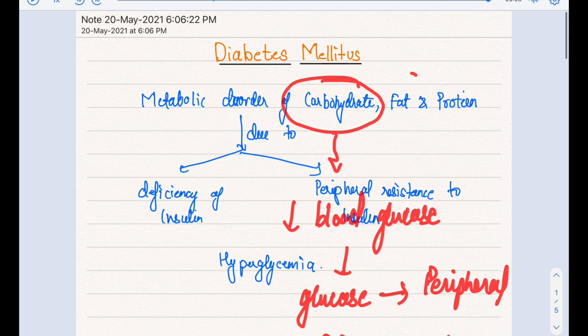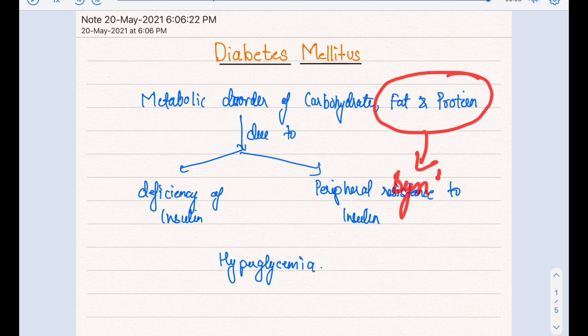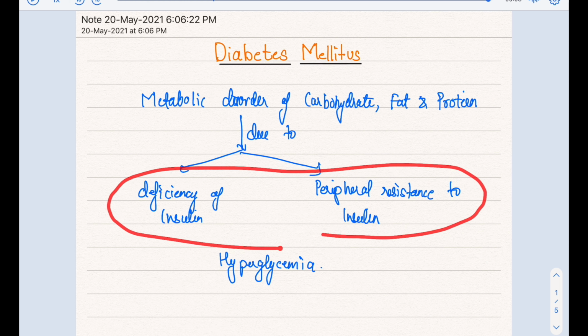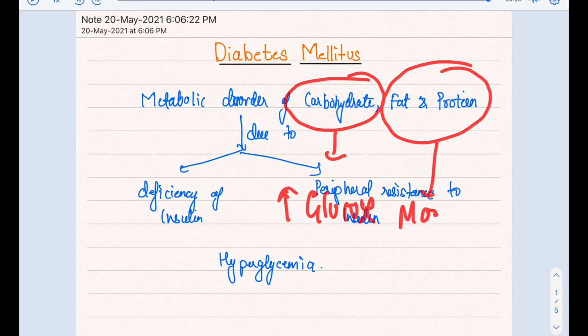And when we talk about fat metabolism and protein metabolism, remember that insulin is an anabolic hormone. So normally, it will increase the synthesis of triglycerides and proteins, right? So that would be the normal function of insulin. But if there is a deficiency of insulin in diabetes, there will be an increase in the glucose level in the blood. There would be more breakdown of fats and proteins, right?